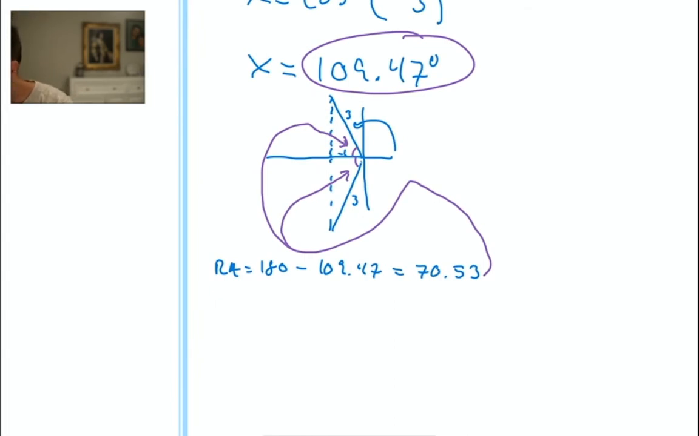Do I still have that number on my screen? There's the 109.47. I'm going to do the 180 minus my answer just to confirm. It's actually 70.528, which does round to the 70.53, so I was using a rounded value there.